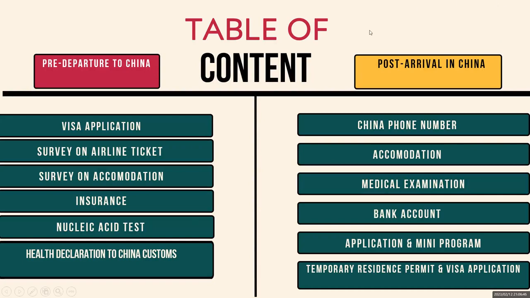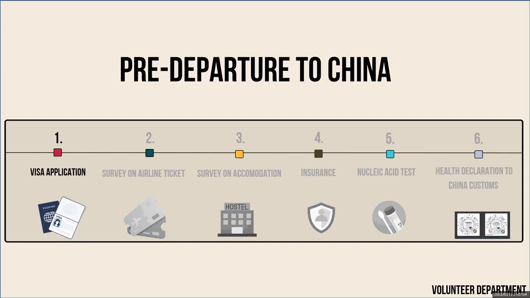Now, let us see our table of contents here. These are the topics that we are going to be going over today. And you can see here, it's split into two parts, which is the pre-departure process and the post-arrival process. Next slide. Okay. And the first one that we're going to talk about today is the visa application.